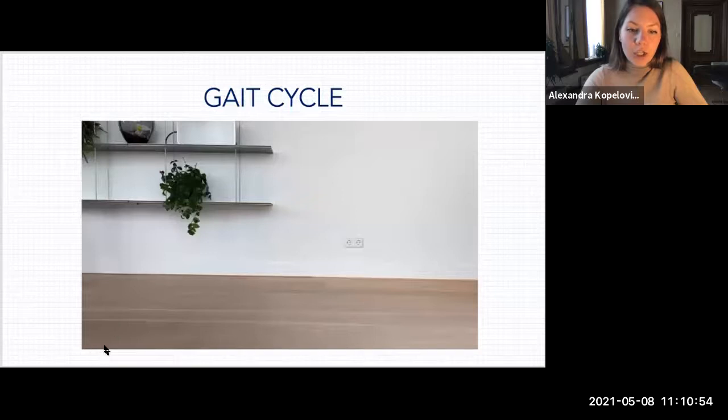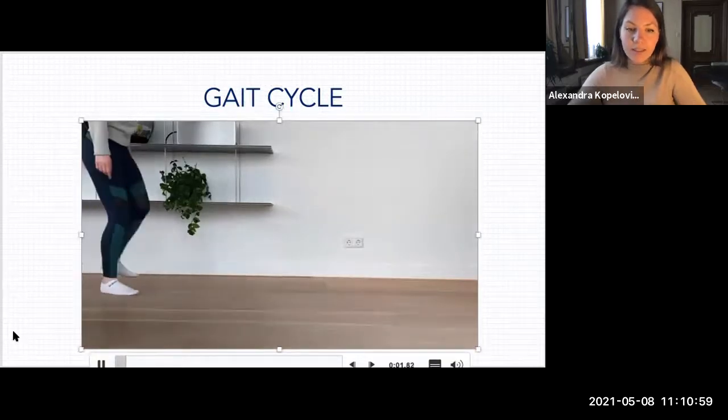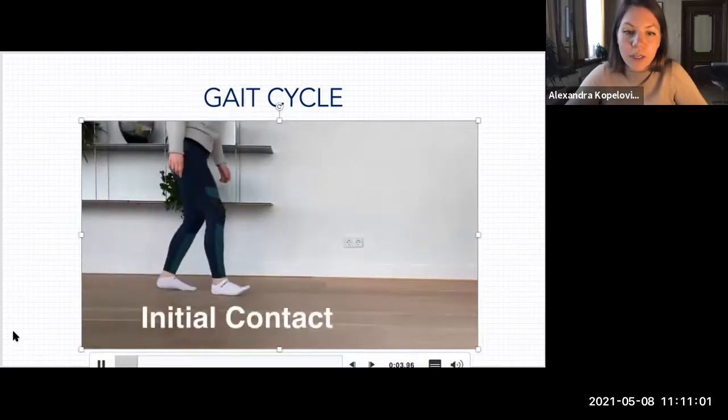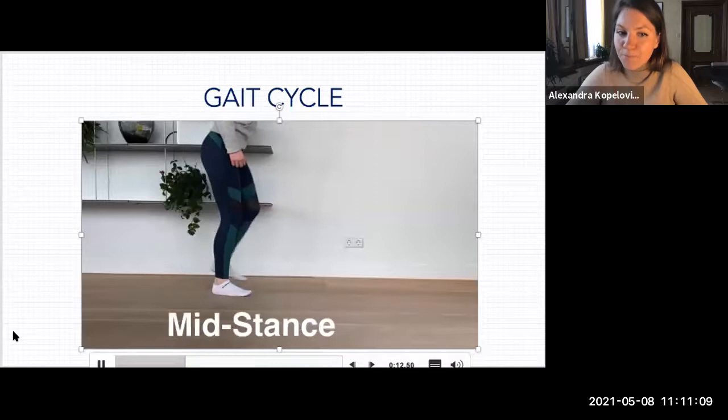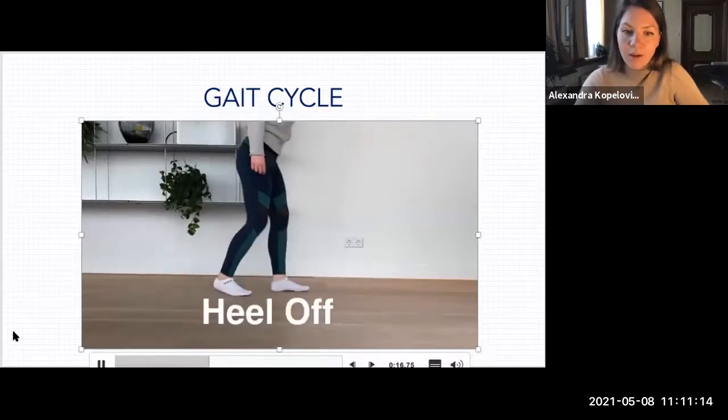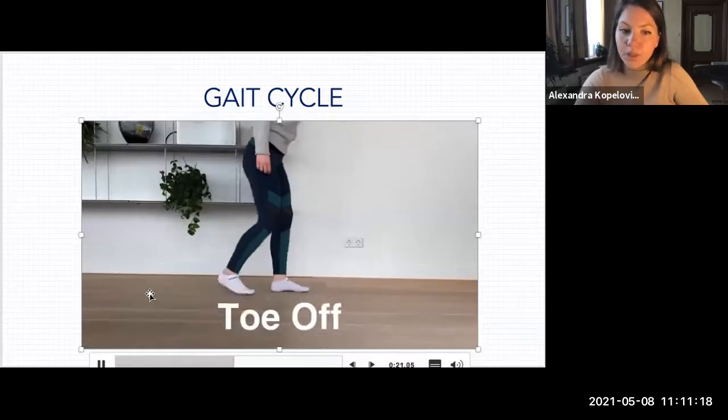So let's take a look at what it looks like in real life. All these events, and I'm going to mark it for you. So here we establish contact with the ground. This is initial contact, the beginning of stance phase. Slowly we're moving into foot flat. Now mid stance. Following by heel off. You can see how the heel leaves the ground. Toe off.